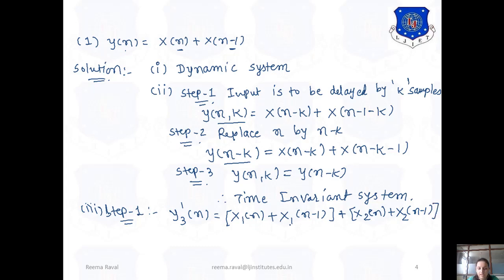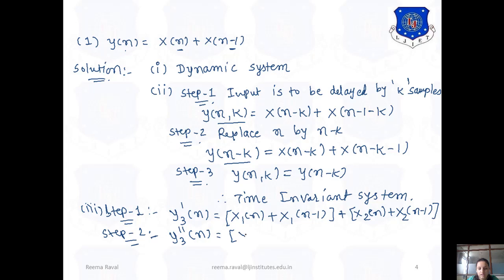First will be denoted as x1 of n plus x1 of n minus 1, and the second signal will be x2 of n plus x2 of n minus 1, right? Now in step 2, we are going to consider the addition of this signal, and then we will apply it to the system, which will be denoted as y3 dash of n.